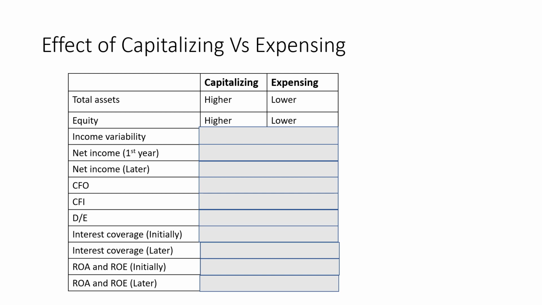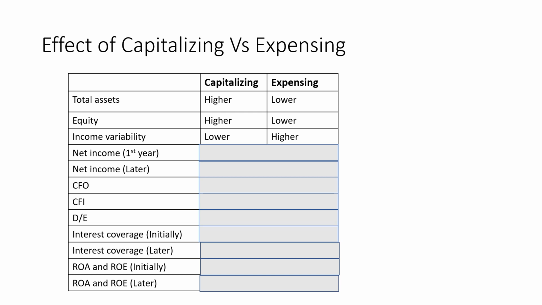The income variability means the change in income. So if we are going to capitalize the cost, then there will be a lower impact on the income variability. However, if you are going to record it as an expense in the income statement, income variability or change in income would be higher.